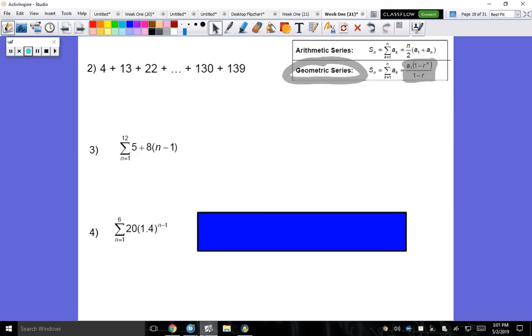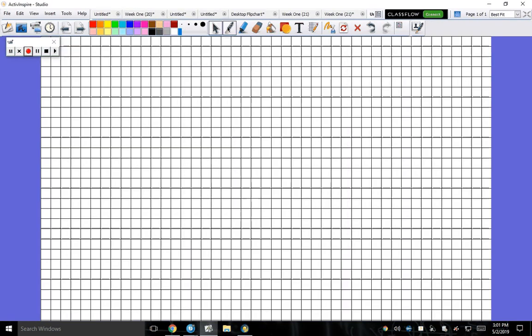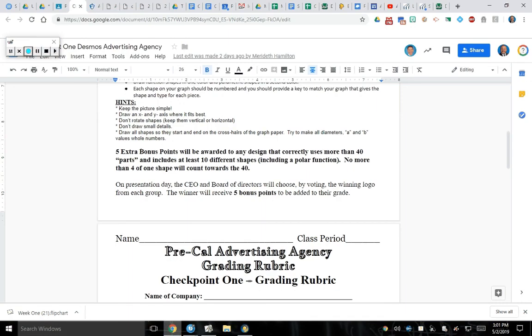For instance, here's an example. So if you have your graph, you want it to end on a crosshair. You don't want it to start here in the middle and then end here in the middle. You want it to start where there's four corners, and whatever it does, it's going to meet at another four corners. That's what it means by those crosshairs.